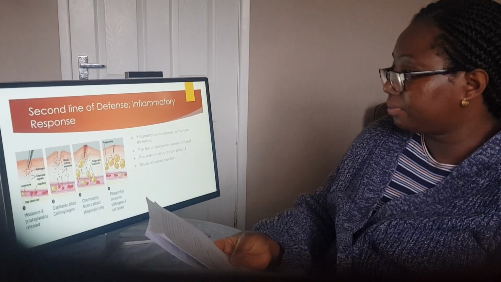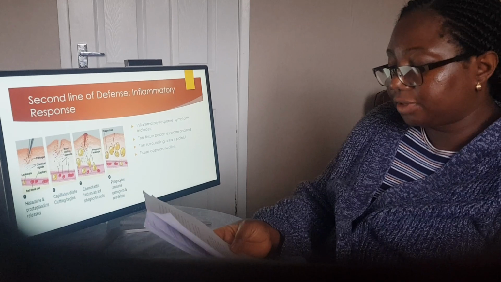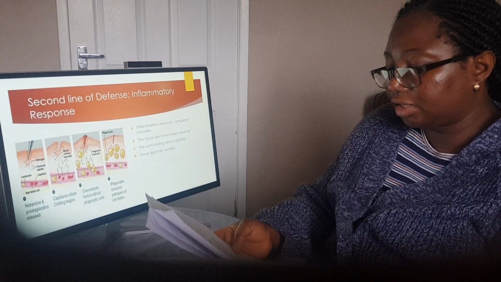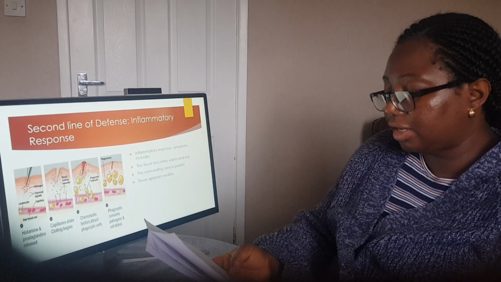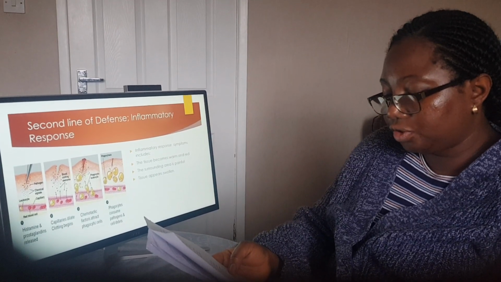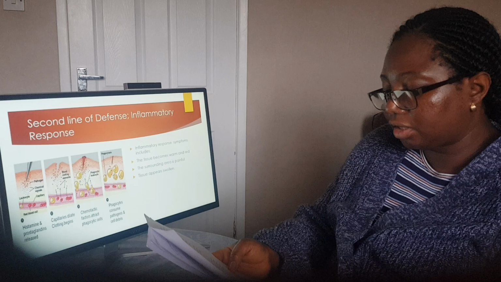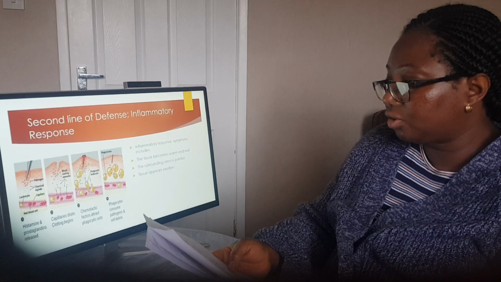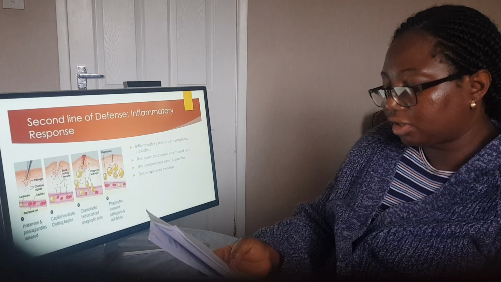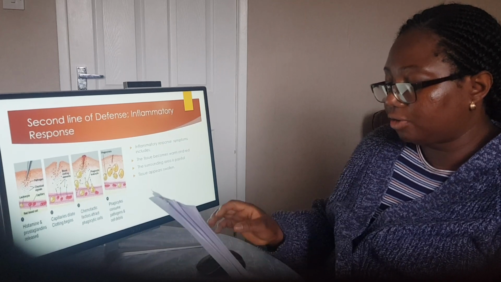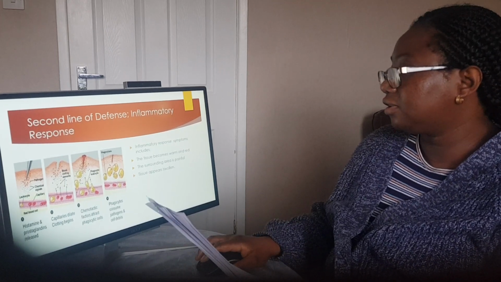According to the diagram, it can be seen that the skin has been damaged and chemical signals have been released from the cells to alert phagocytes to move into the area to absorb the bacteria into a vesicle called phagosome. This process is known as phagocytosis, which is a second line of innate defense.